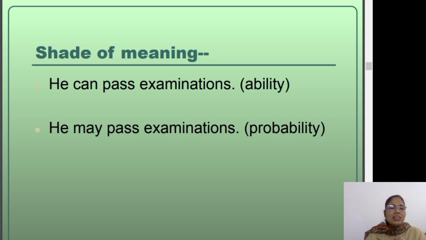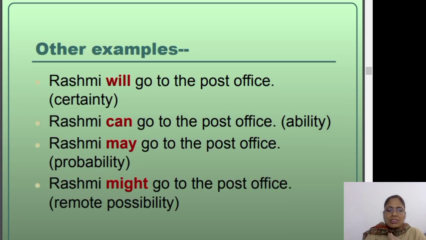Let us look at some more examples that express the shade of meaning. If I say he can pass examinations, it exhibits his ability to pass examinations. But if I say he may pass examinations, it expresses a probability that he may pass or he may not pass. Let's look at some more examples. Here the sentence is the same, but only by changing the modal, the meaning of the sentence undergoes a change.